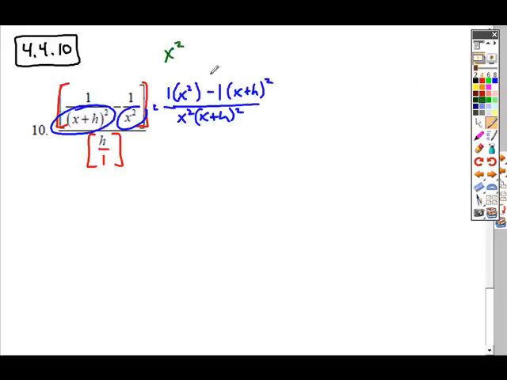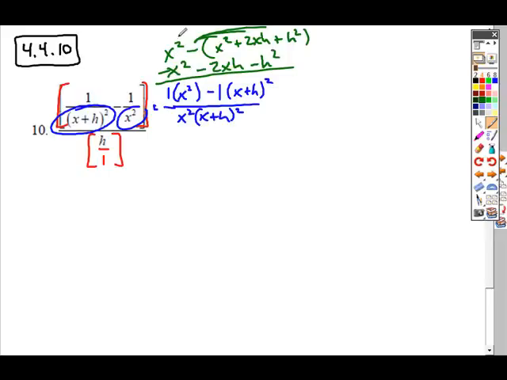So we have an x squared minus, and we have this whole quantity. When we square the binomial, we're going to take the first term and square it. We're going to double the product of the terms, so 2xh, and then we're going to square the last term. And then if we distribute our negative through, we get a negative x squared, a minus 2xh, and a minus h squared. So what I'm doing here now is I'm just going to combine down my columns. The x squared and negative x squared cancel. And my numerator simplifies to negative 2xh minus h squared.